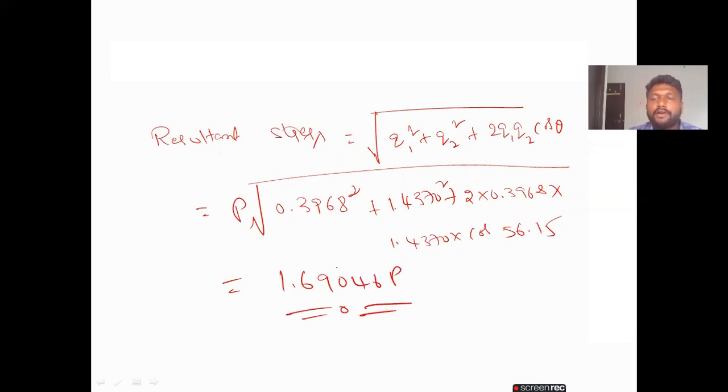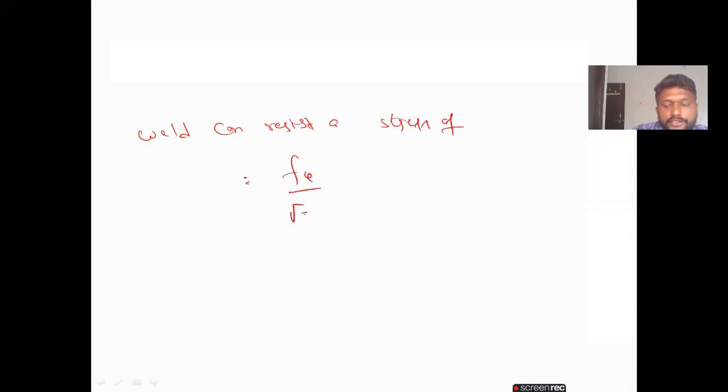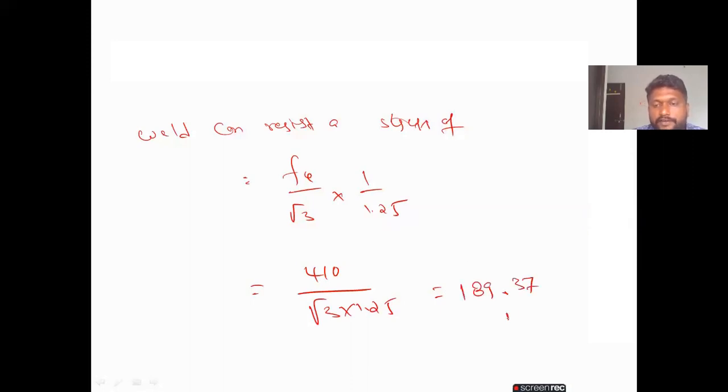Okay. So once you calculate the resultant stress, next we have to calculate the stress the weld can resist, that is Fu by root 3, we know this formula, by factor of safety 1.25. So Fu, we are taking 410 grade of plates, by root 3 into 1.25. So once you calculate this one, we will get the answer 189.37 Newton per mm square. This is the stress the weld can resist.